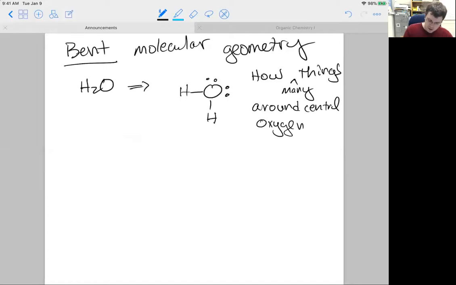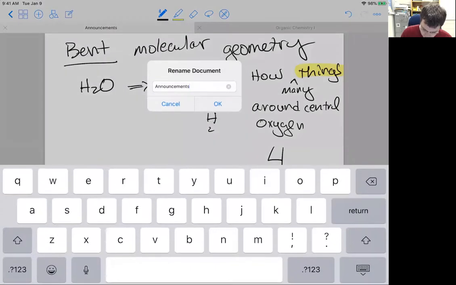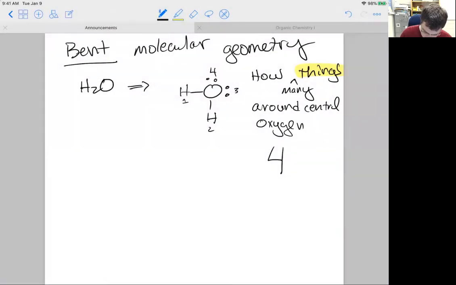If we look at this, around the central oxygen, we have 1 for hydrogen, 2 for hydrogen, 3 for one of the lone pairs, 4 for another lone pair. Remember, it's the pair of electrons that counts as one thing, not each separate electron by itself, and not yes or no to having a lone pair of electrons. Each of the pairs counts as separate things. So how many things are around the central atom? We have 4 things around the central atom.